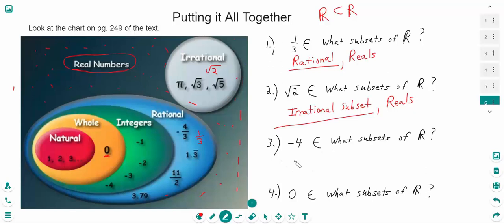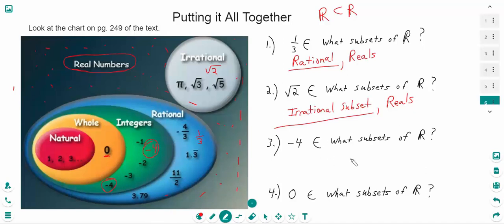All right, so number 3, -4 is an element of what subsets of R? Well, where does -4 live? -4 would live with the integers, right? Because -4 would not be a natural number. It's not a whole number. It is an integer, right? In fact, they have it right there. So it is part of the integers.